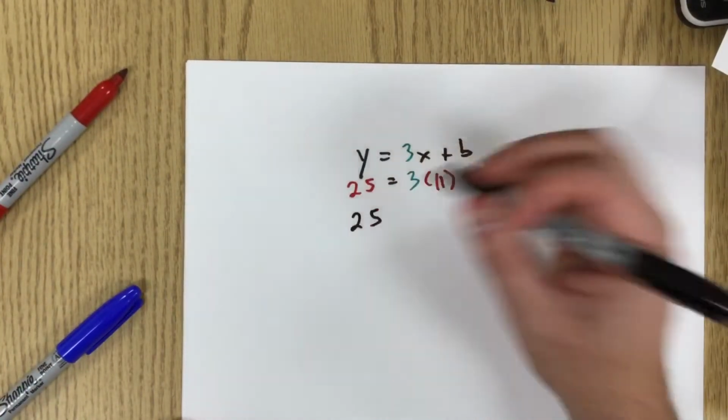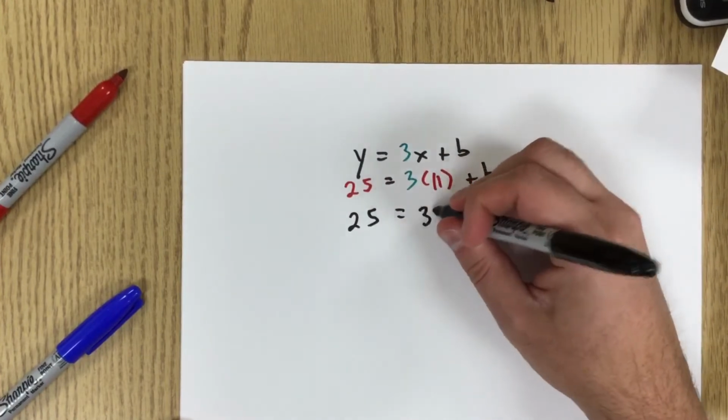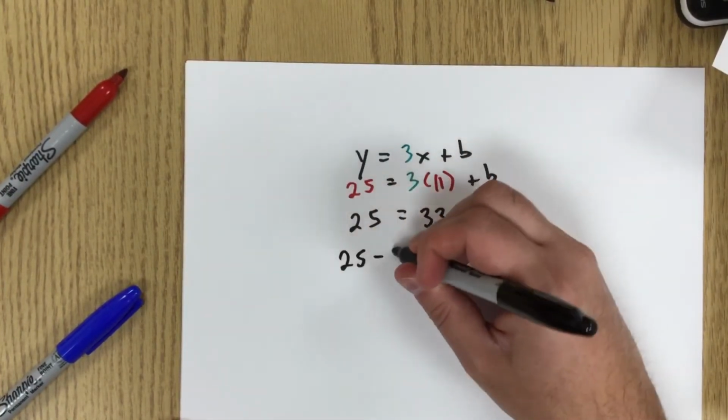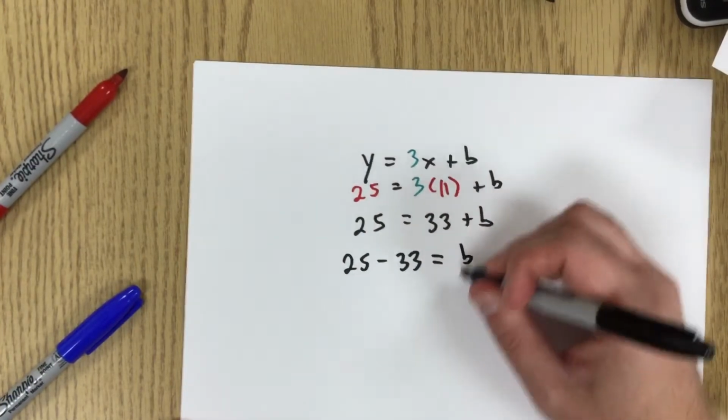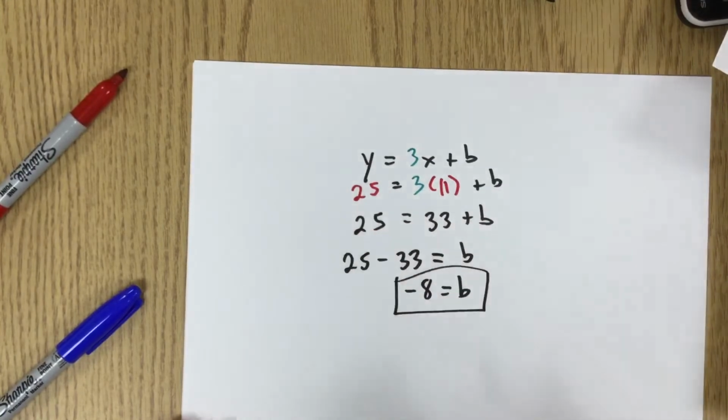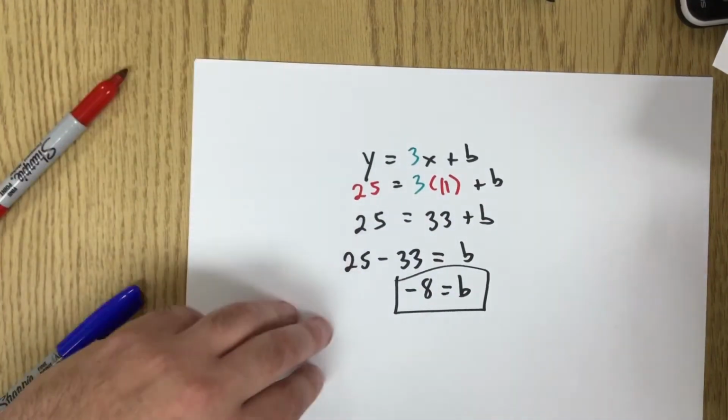So 25 equals 33 plus b. 33 goes to the other side. 25 minus 33 equals b. And once again, we find that b is negative 8. So we would have gotten the same answer.